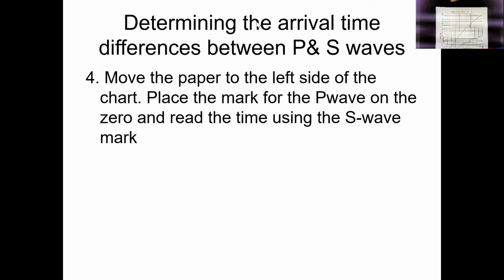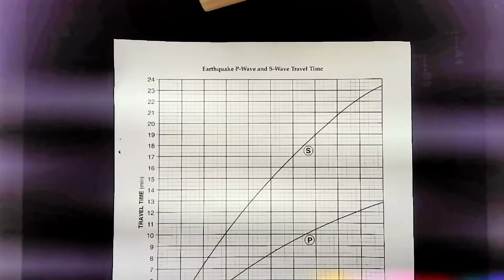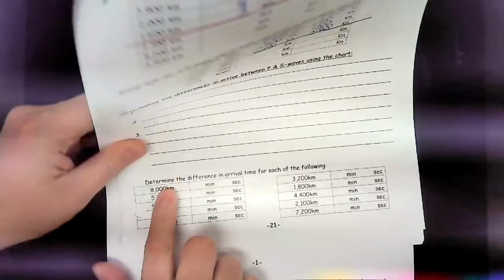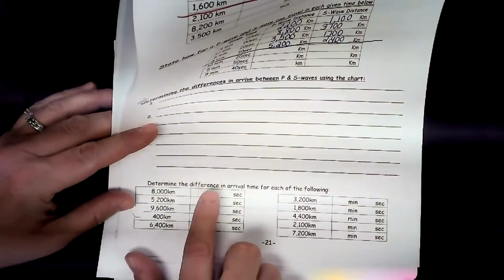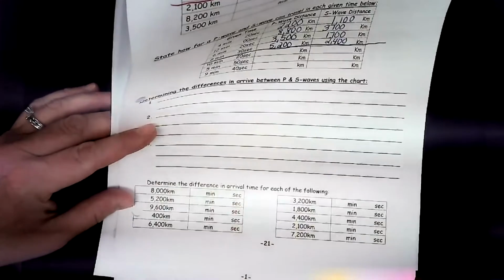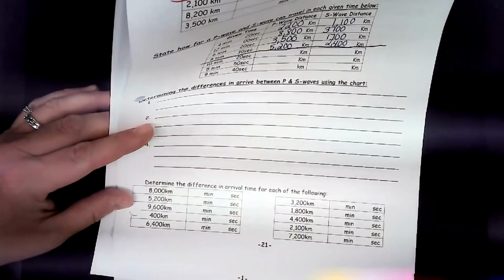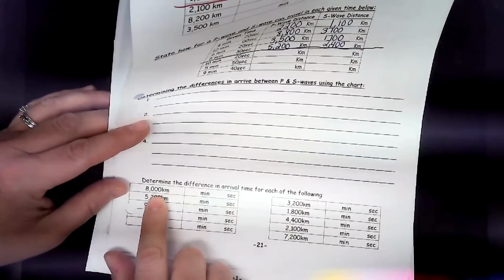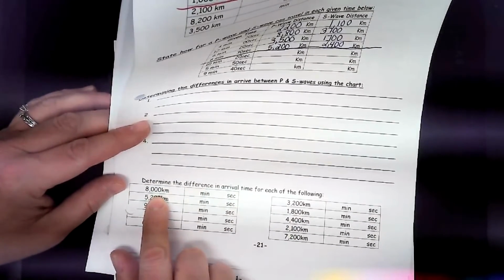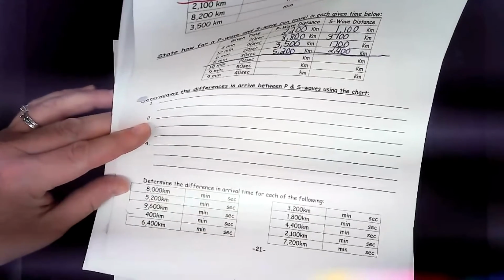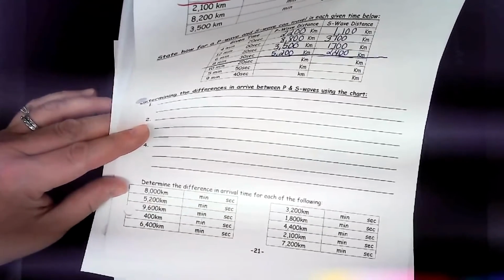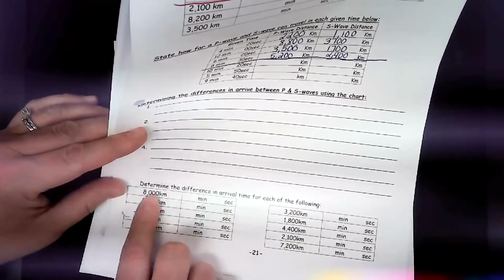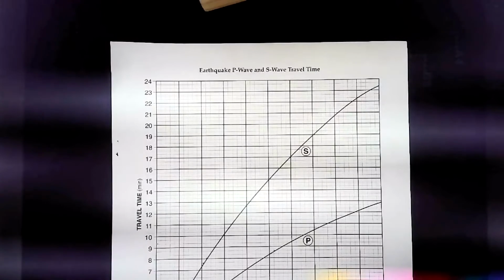So here's what you do. We're going to follow the steps. You take your reference table. So what are we going to do? We'll do the first one on the bottom of page 21. So right here, it says determine the difference in arrival time for each of the following. So they're saying, hey kid, the earthquake is 8,000 kilometers away. What's the difference between when the P wave gets here and when the S wave gets here? So that's what we're doing. We're going to do it for 8,000.